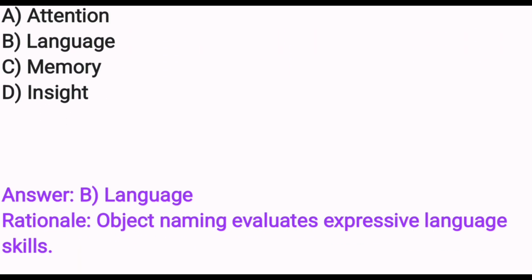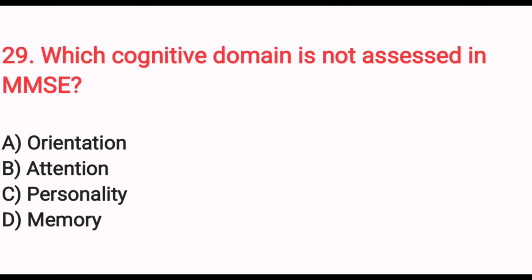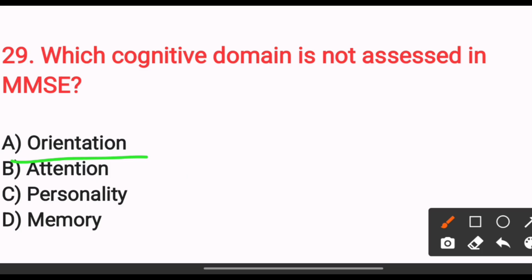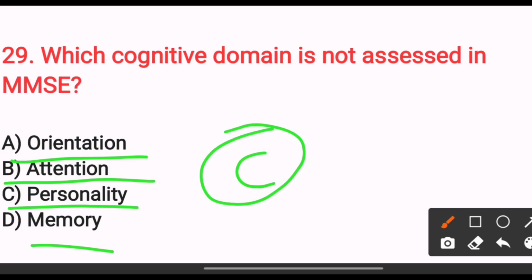Next, which cognitive domain is not assessed in the mini mental status examination? Option A, orientation. Option B, attention. Option C, personality. Option D, memory. The answer is option C, personality. Mini mental status examination focuses on cognitive function, not personality traits.